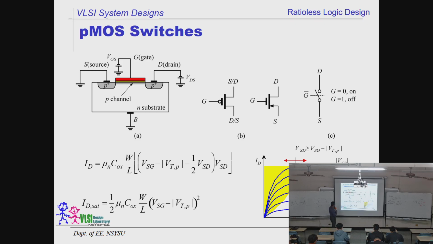But sorry, I made a mistake. This is mu P, this P needs to be mu N. This is my bad, I forgot to fix it. So it should be the mobility of electrons. And see, the symbol is here. See that? It's a circle. Or you use it this way to show what the direction is. If the arrowhead goes against, that stands for the P devices. And for the P device, 0 means on, 1 means off.